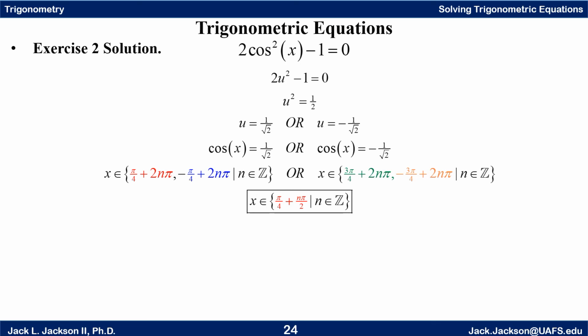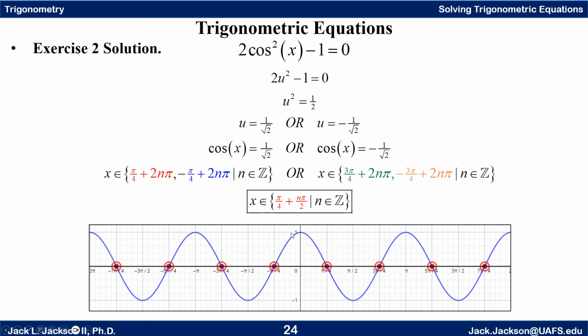Well, if you look at this, that gives you all the ones with a reference angle of pi over 4, and they're all just actually rotations of each other by pi over 2. So if you look at that, then you could say the whole set of answers is just pi over 4 plus n pi over 2. And you can see that illustrated here.